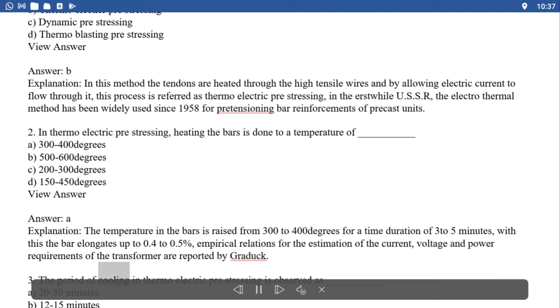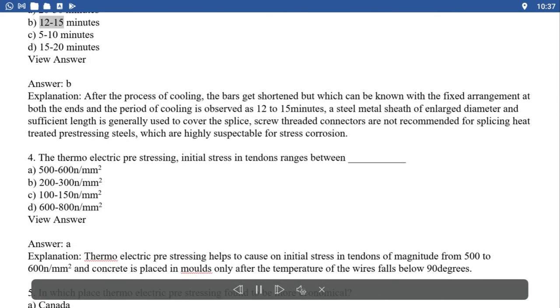3. The period of cooling in thermoelectric pre-stressing is observed as blank. A. 20 to 30 minutes. B. 12 to 15 minutes. C. 5 to 10 minutes. D. 15 to 20 minutes.